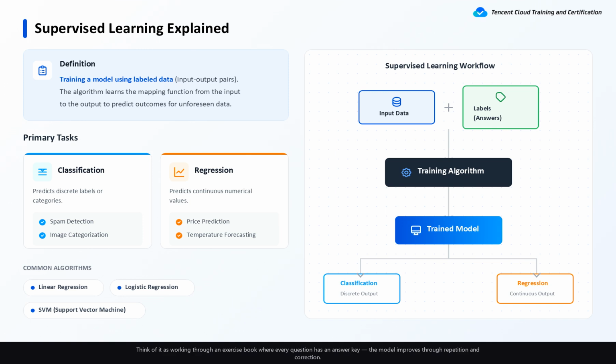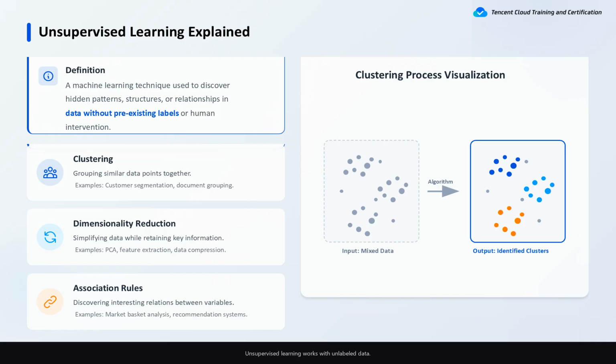There are two main task types. Classification predicts discrete categories: spam or not spam, cat or dog, fraud or legitimate transaction. Regression predicts continuous numerical values: house prices, demand forecasts, or patient risk scores. The power of supervised learning is that once trained on representative data, the model can generalize accurately to inputs it has never seen before. This ability to generalize, rather than simply memorize, is what makes trained models genuinely useful in production.